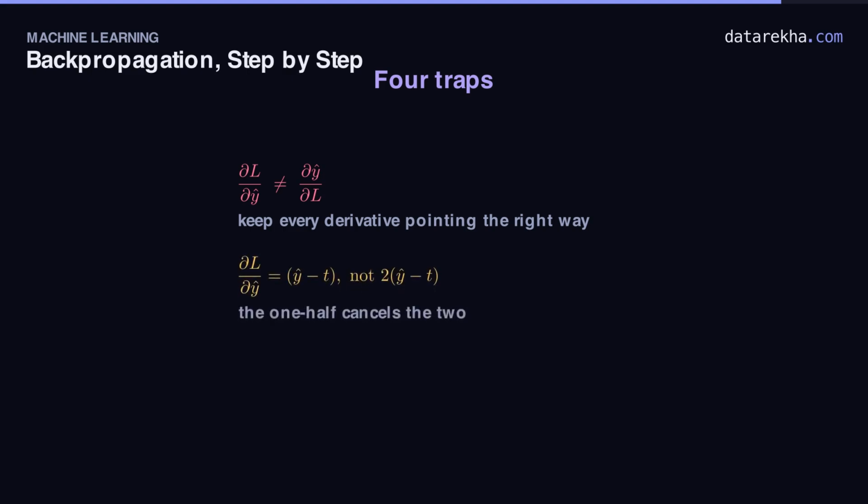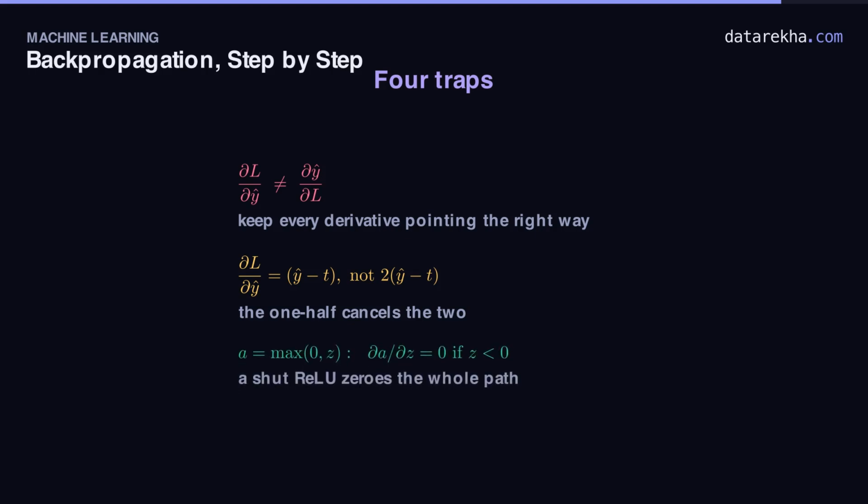Trap 2, the stray factor of 2, because the loss carries a 1/2 out front. Its derivative is just y hat minus t. Forget the 1/2, and you'll drag an extra 2 through every gradient, doubling all of them.